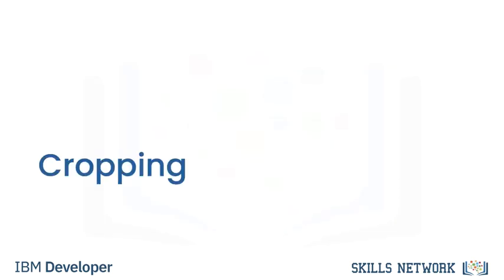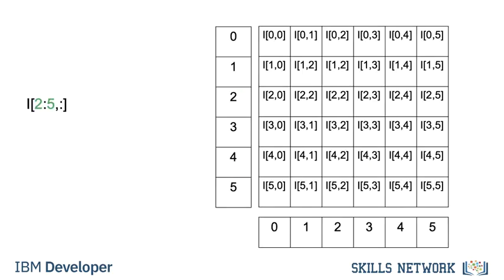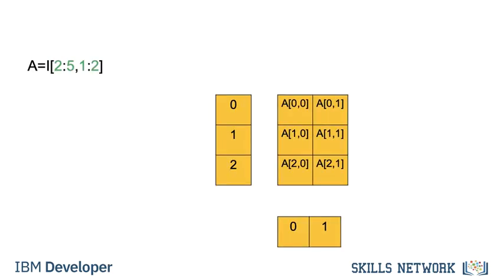Cropping is cutting out the part of the image and throwing out the rest. We can use slicing to select the rows 2 to 4. This corresponds to the following elements in the image. We can use slicing to select columns using 1 and 2. The result is the following pixels. We can assign it to the variable A. The new array has the following indexes.